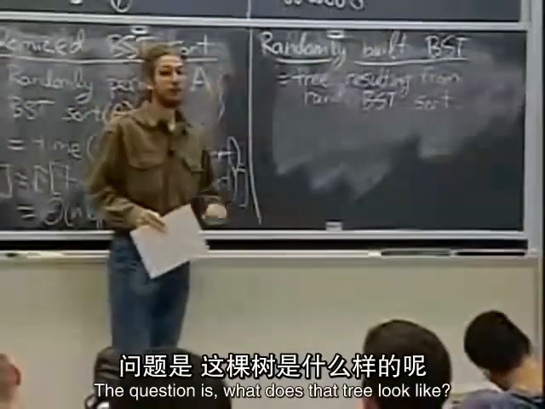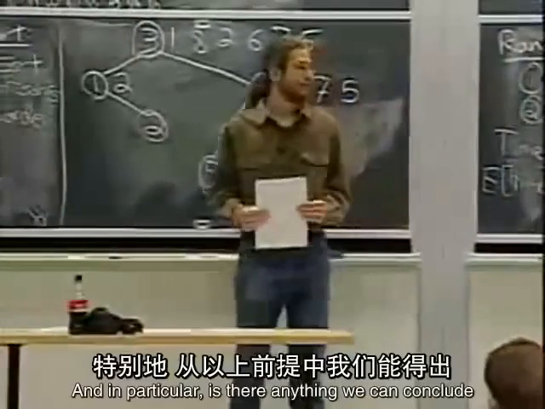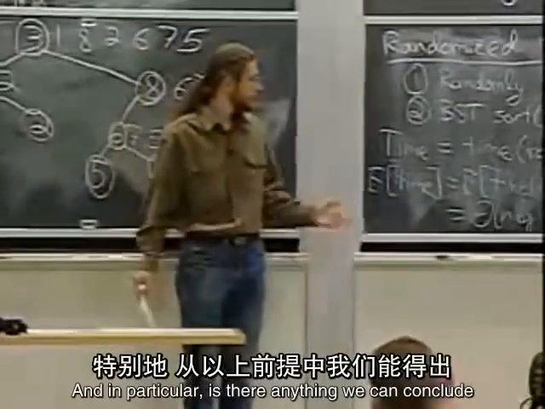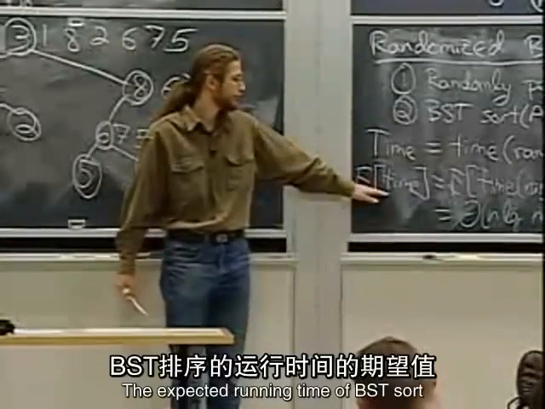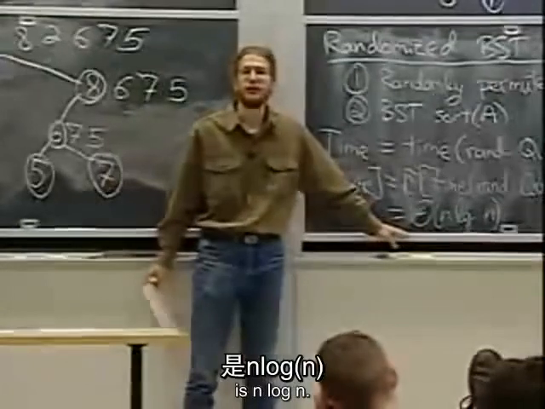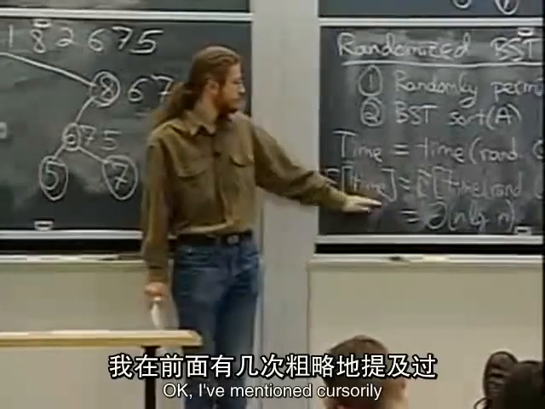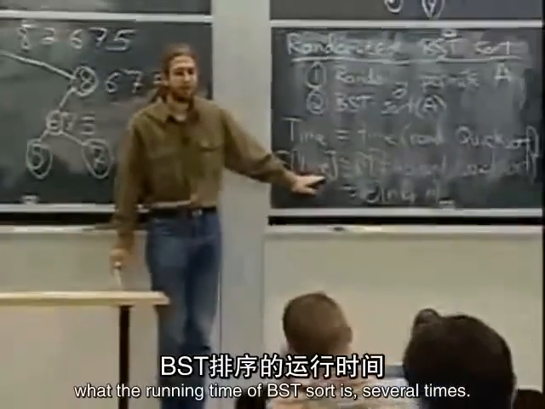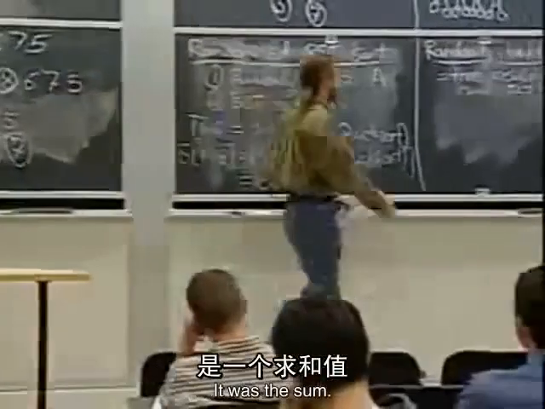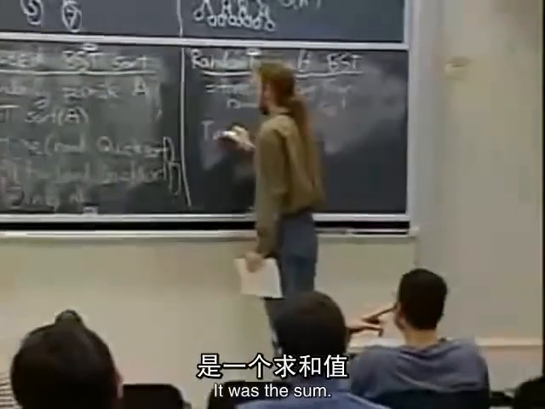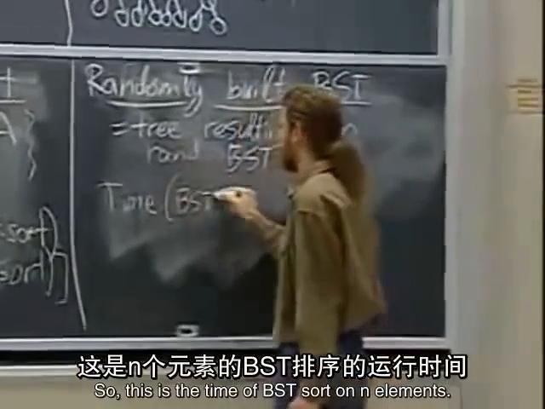Question is, what does that tree look like? And in particular, is there anything that we can conclude out of this fact, that the expected running time of BST sort is n log n? I've mentioned cursorily what the running time of BST sort is several times. It was the sum, so this is the time of BST sort on n elements.